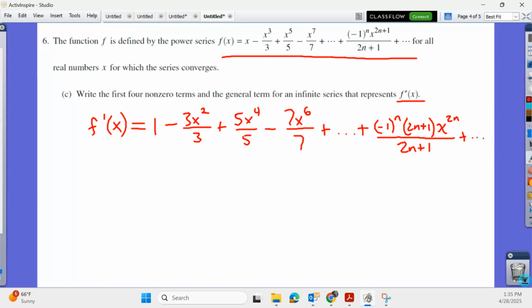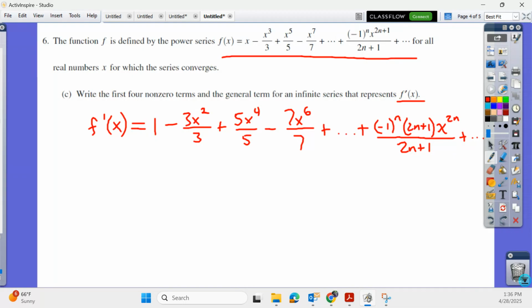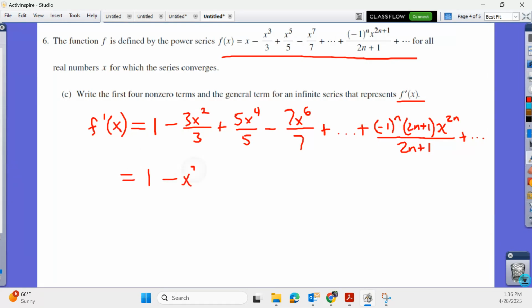Or maybe you don't even do that work to do the power rule on this. Maybe you just simplify these and realize the pattern, because it's a pretty simple one. Let me show you. 1 minus, and then the 3's cancel, so I just get x squared. And then the 5's cancel, so I have plus x to the 4th. And then the 7's cancel, so I have minus x to the 6th, plus dot, dot, dot.